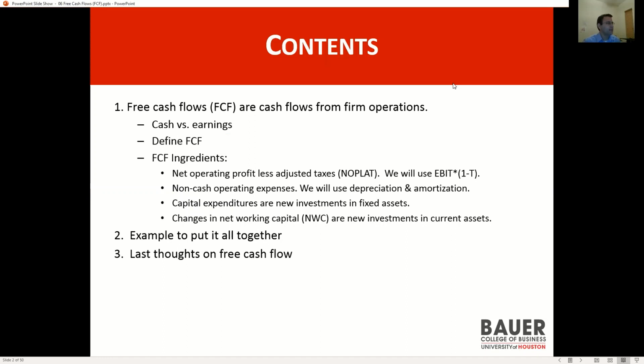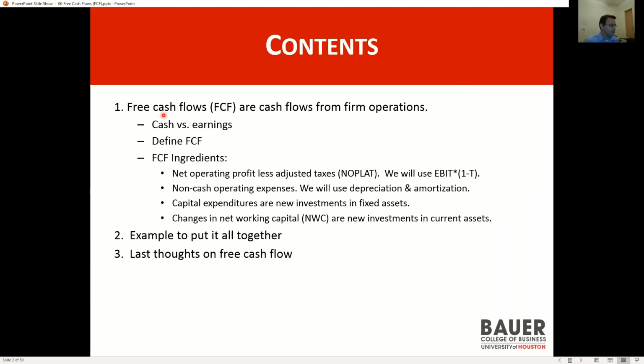So the plan for today, we're going to talk about these things called free cash flows. Very quickly speaking, these are the cash flows from the company's operations. So if you're Apple, these are the cash flows that the iPhone business is generating, right? If you're Southwest, these are the cash flows from all of your customers that you're flying all over the country. Okay, so they're from the operations.